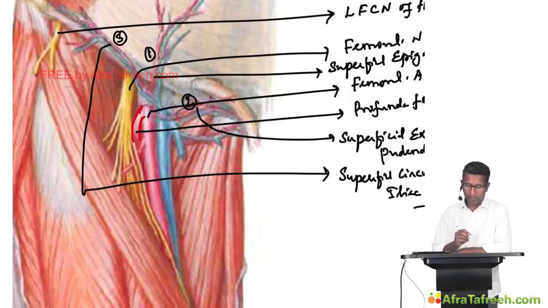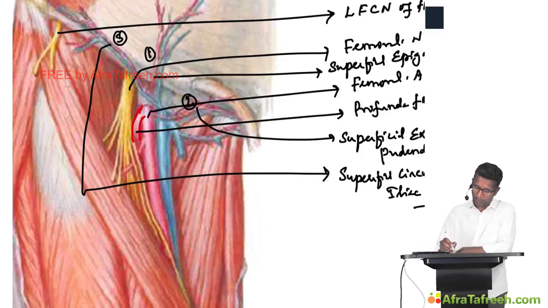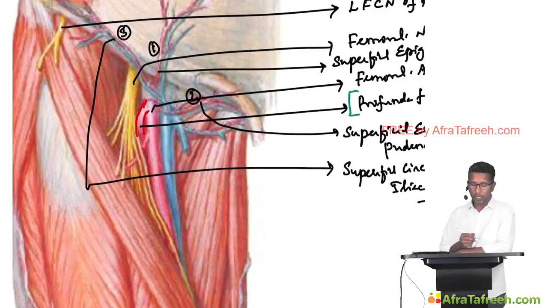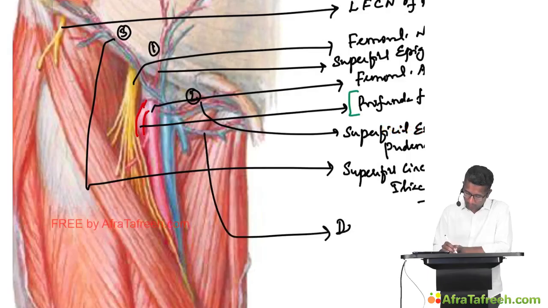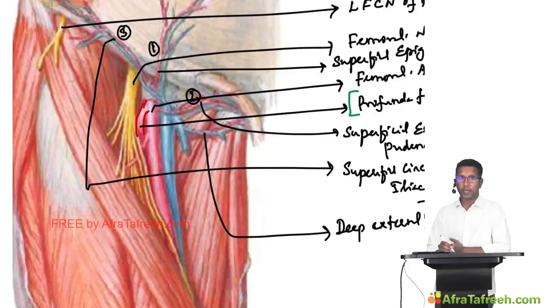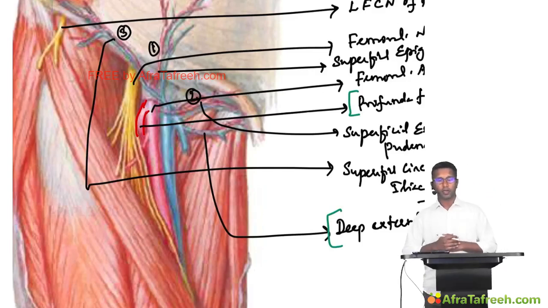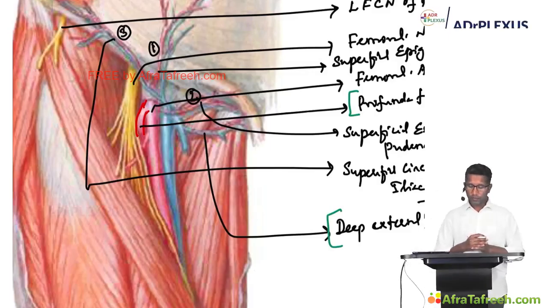And also remember, guys, there are certain deep branches which are given here. The first deep branch you see here is the profunda femoris artery. You can also see one more deep branch here, which is nothing but the deep external pudendal artery. It goes and supplies the testicular and the scrotal region. The green color box represents the deep branches of the femoral artery. So these are all the important contents.